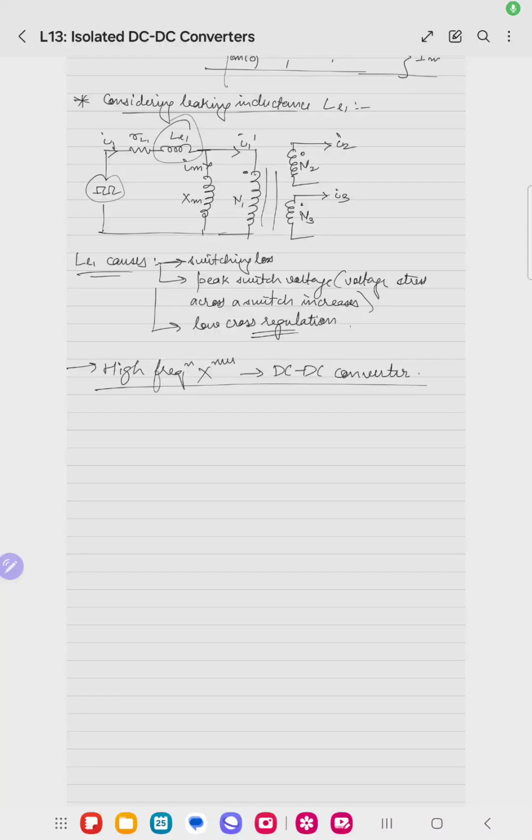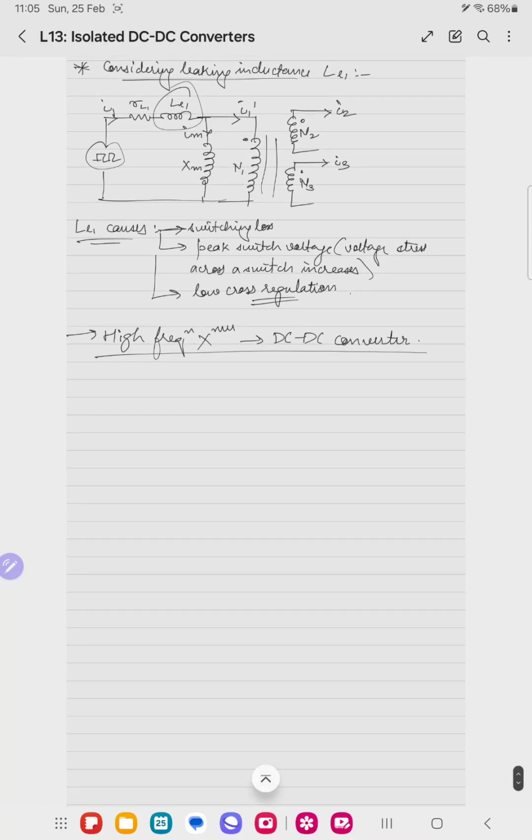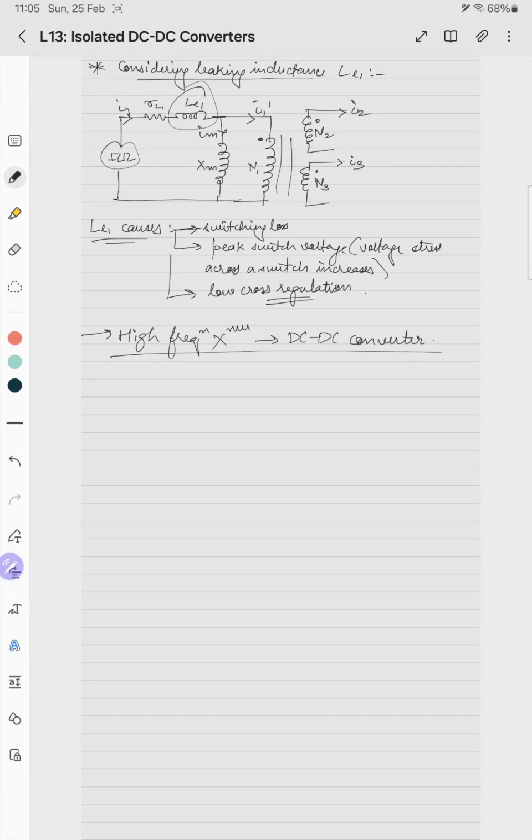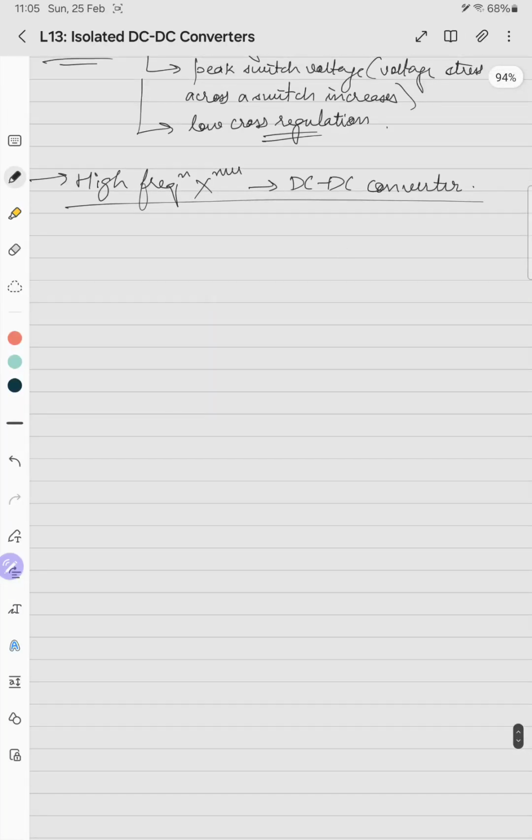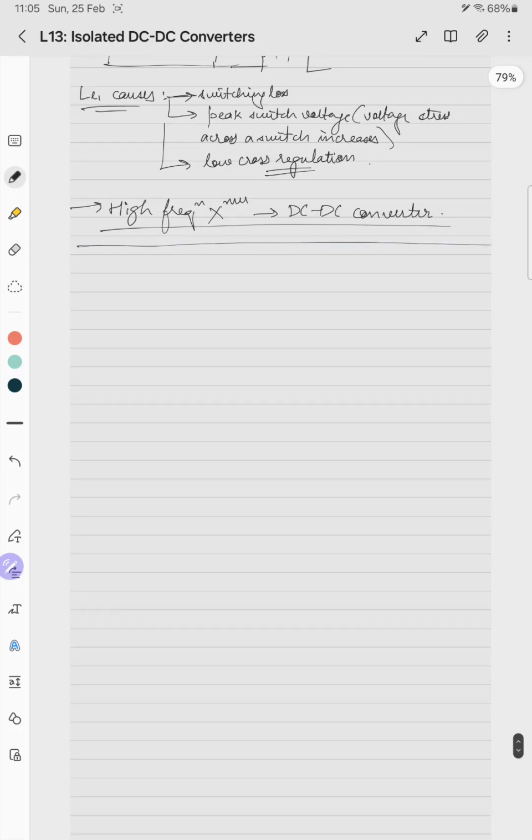So in this lecture we will see the operation of DC-DC isolated converters. We will start with the buck derived DC-DC converters.